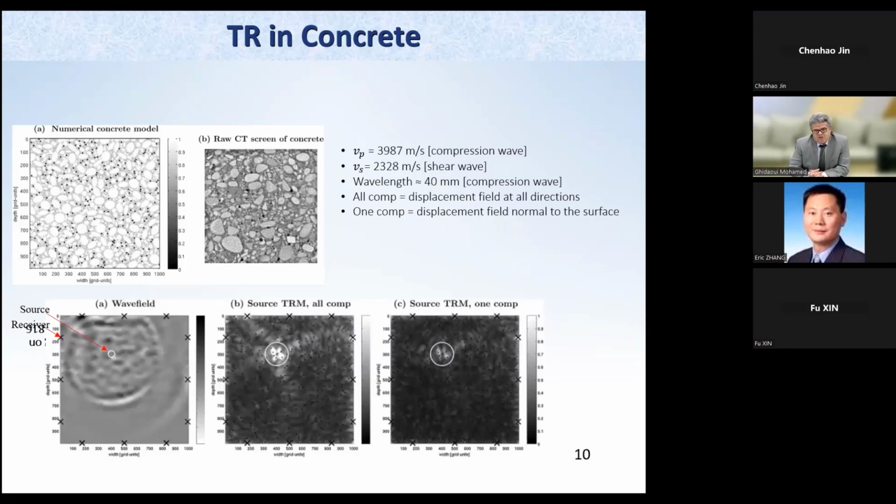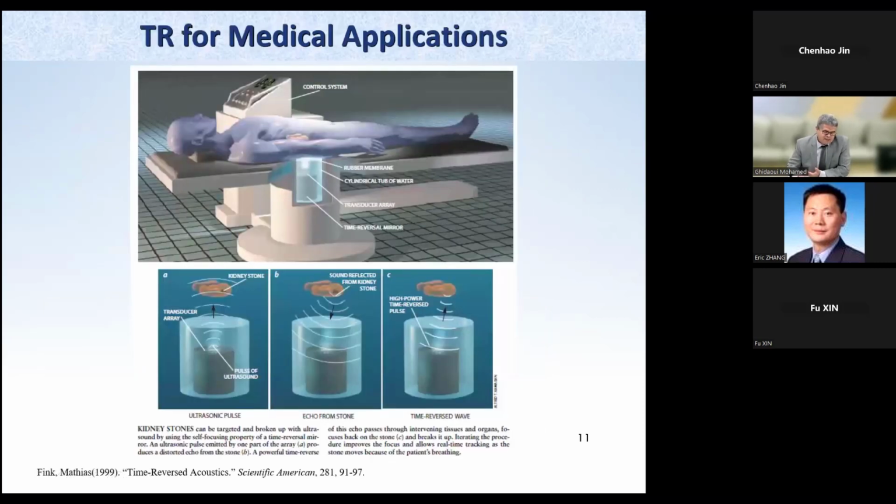There are attempts to use it in concrete, also to find faults in concrete. This is a concrete structure where they send waves from this location. They measure at these outside points, and then they time reverse, and again you get the refocusing back of these waves. So for them, for example, the source therefore could be a sudden crack in a structure, and so on.